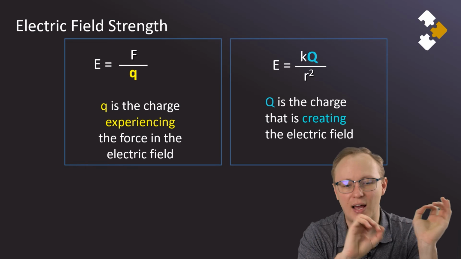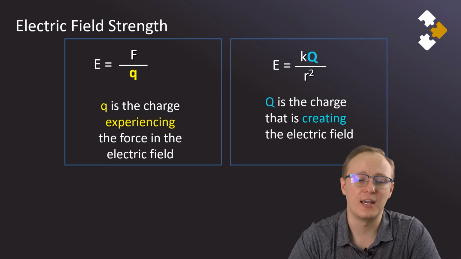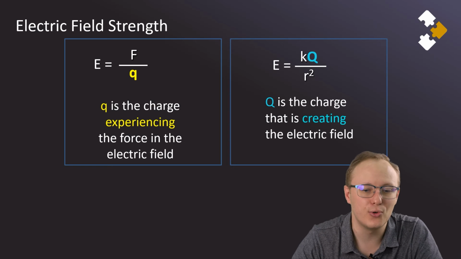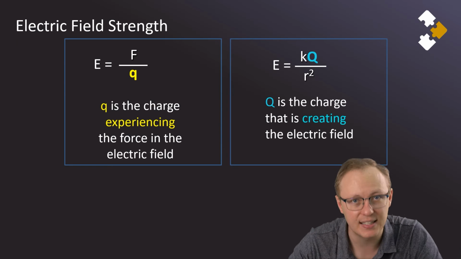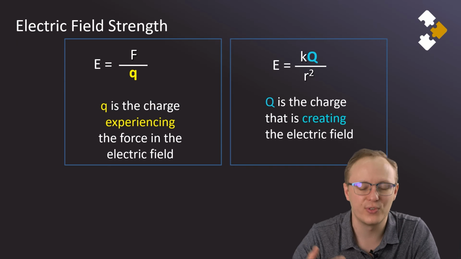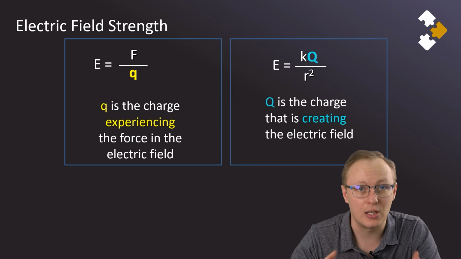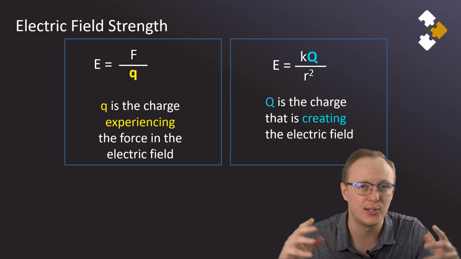Right? And then the other formula is this E equals KQ over R squared, where Q is the charge that is creating the electric field. And I call this the blame formula because Q is to blame for the field being there.